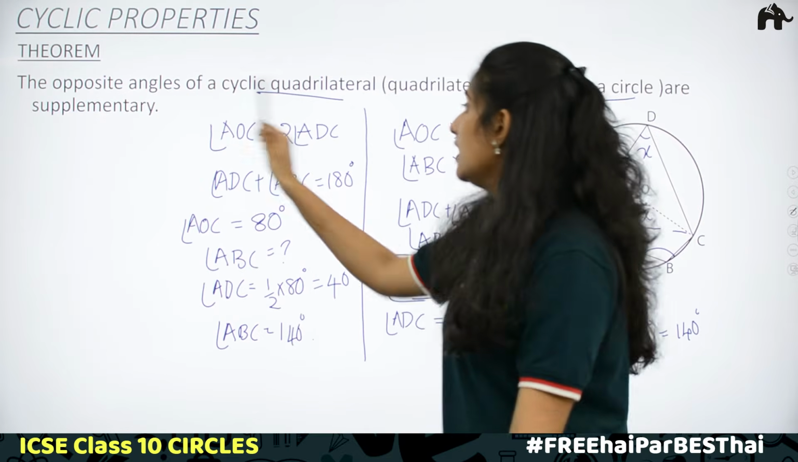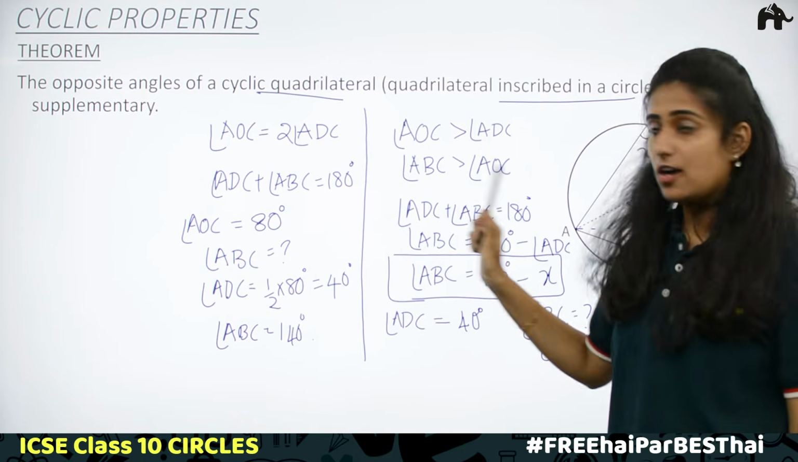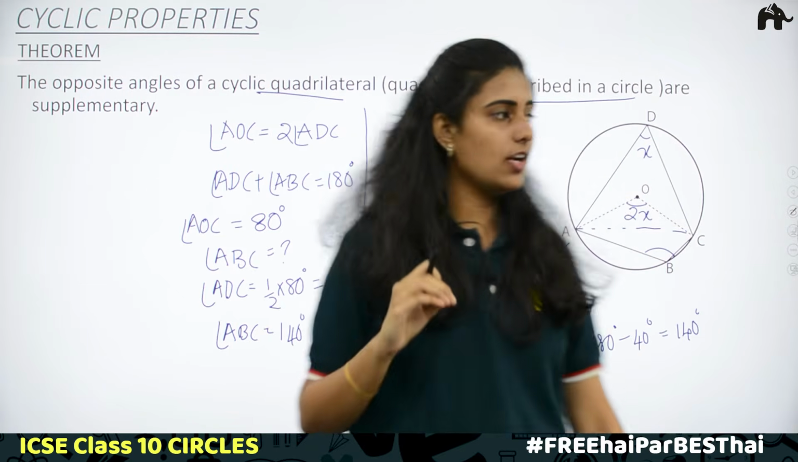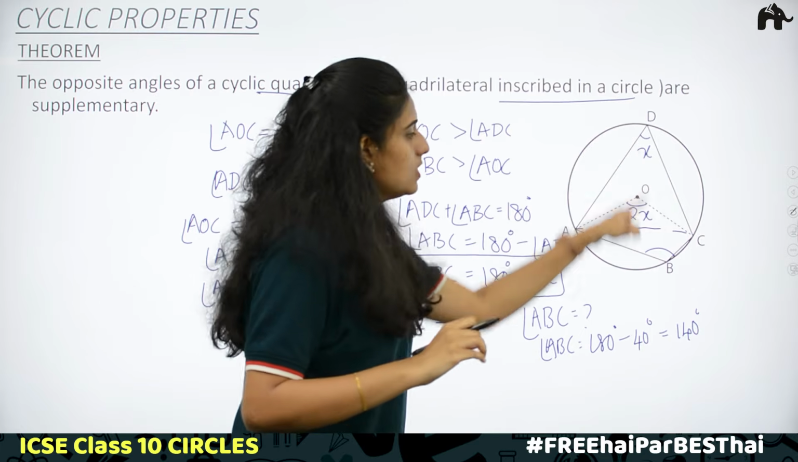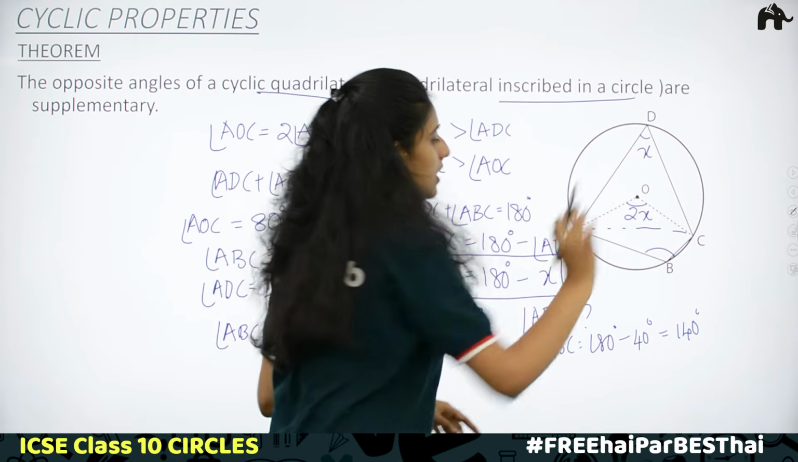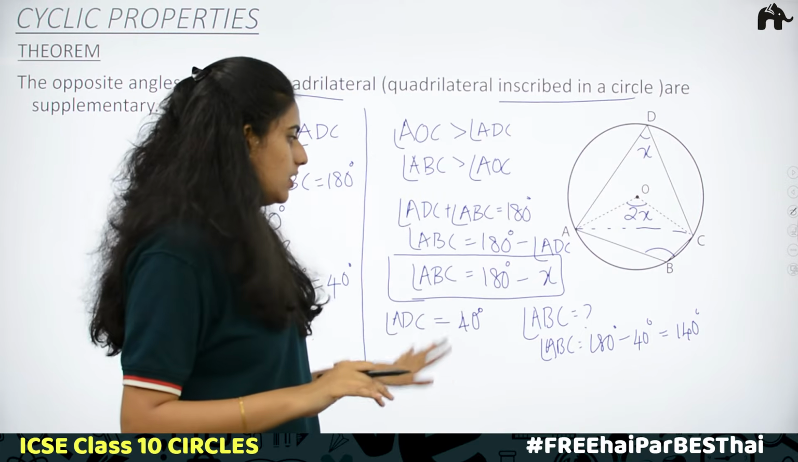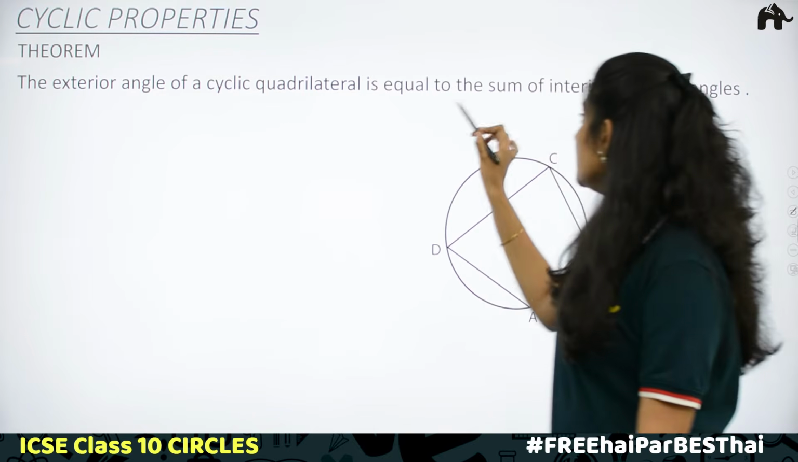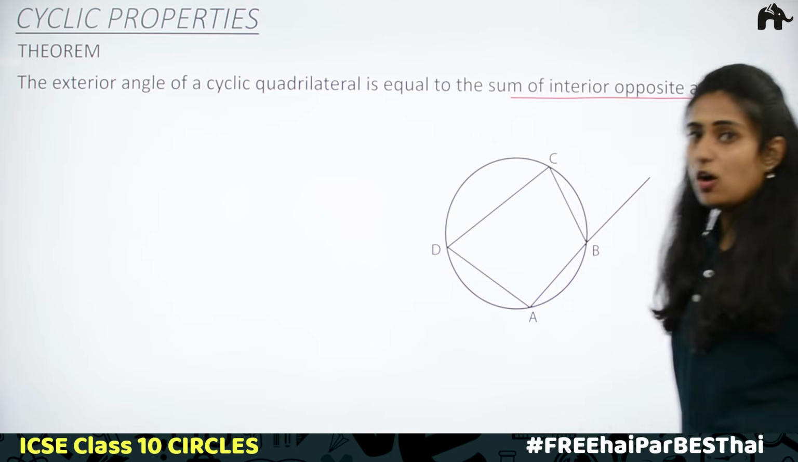What is the statement? The opposite angles of a cyclic quadrilateral are supplementary. You know what a cyclic quadrilateral is? So the opposite angles when taken together sum to 180 degrees. Clear? Next theorem. The exterior angle of a cyclic quadrilateral is equal to the interior opposite angle.